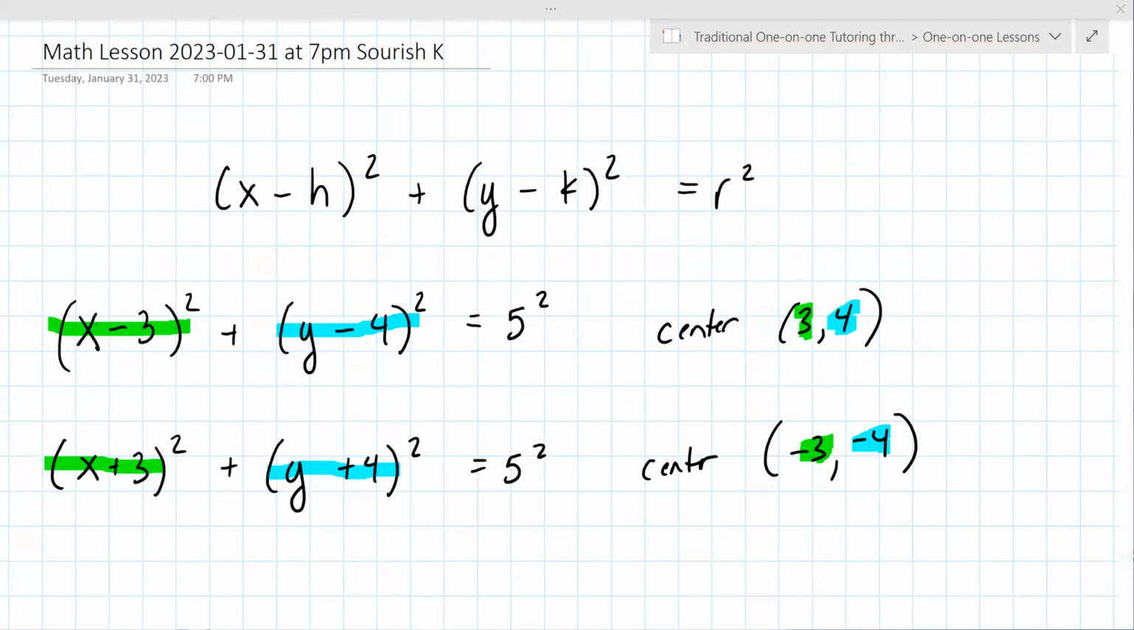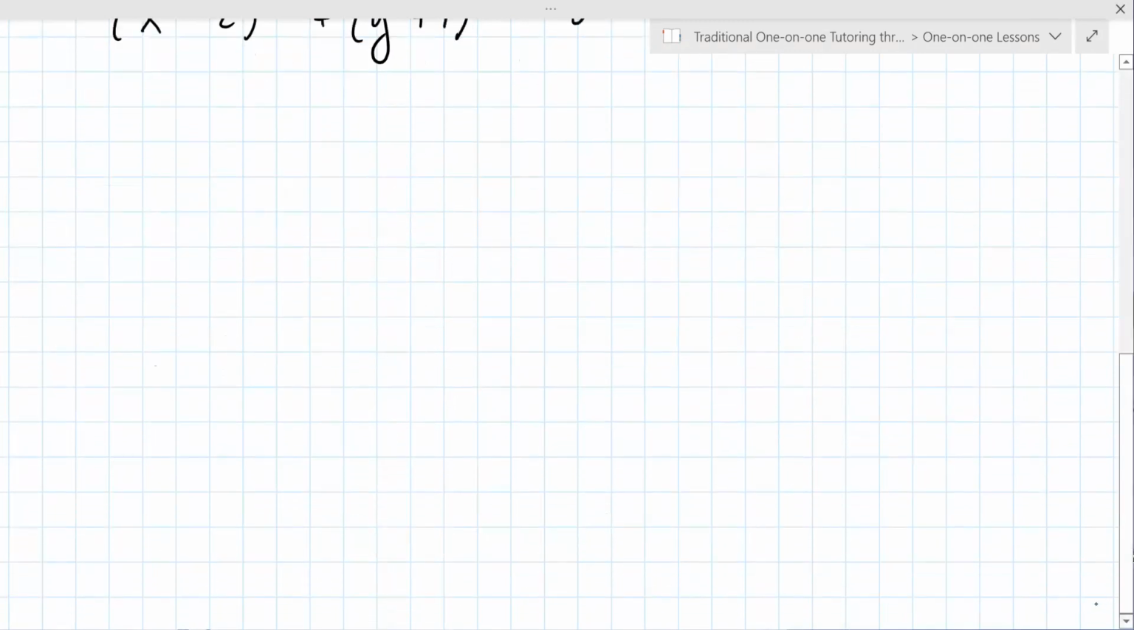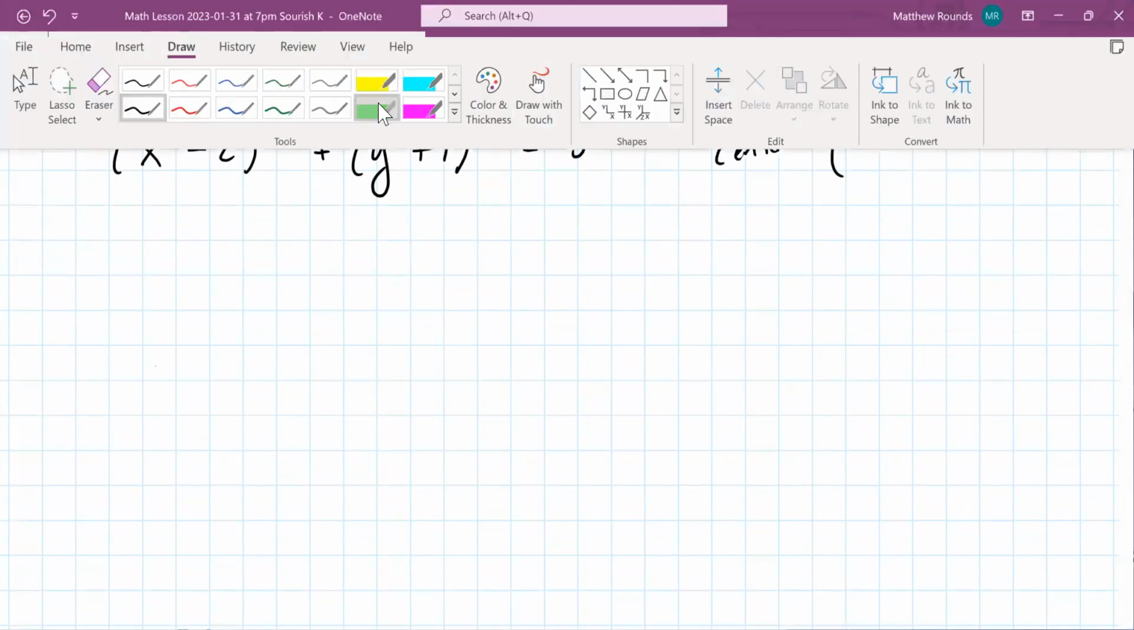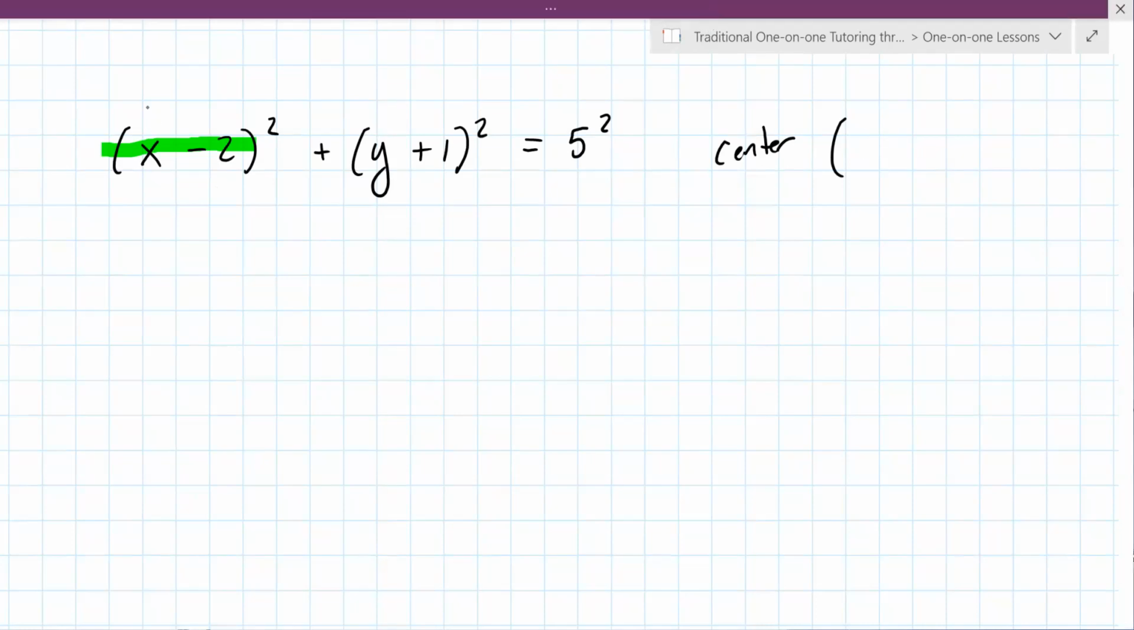Okay, so now we're going to look at your problem down here, and you're going to tell me the correct answer for the center. For the x coordinate, you've got to look at x - 2. 2 and -1. Good.